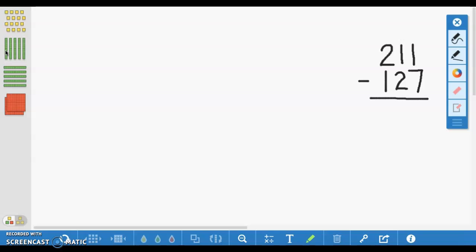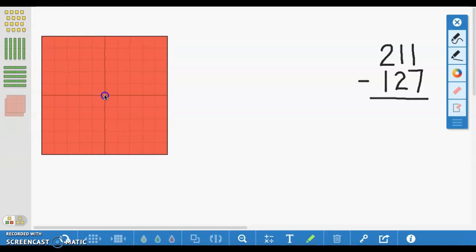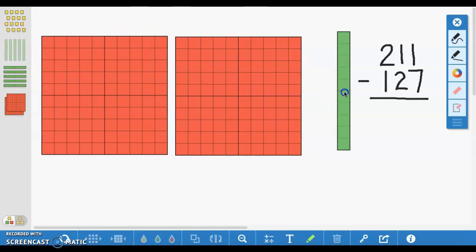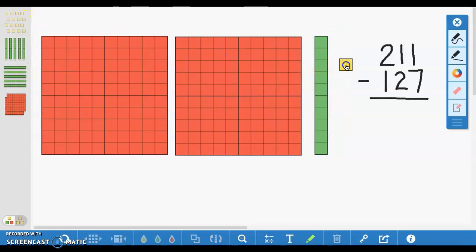In the U.S. Standard Algorithm, the numbers are written vertically on top of each other. I'm going to show you how to use base 10 blocks as well as the standard algorithm for solving this problem. First, you will build the number 211 for our total students. 100, 200, 210, 211.